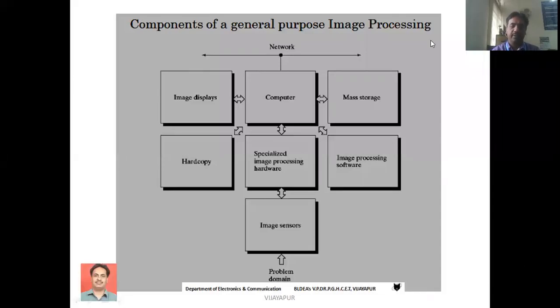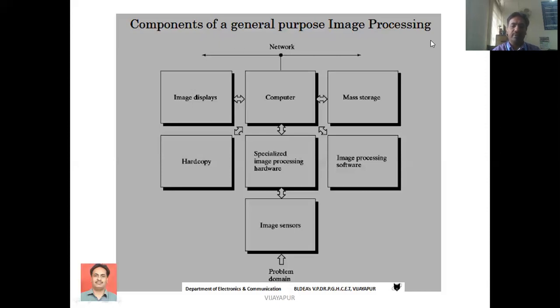Good morning, students. In this video, I would like to discuss the components required for a general purpose image processing system. If you look at the diagram, we are going to find image sensors, specialized image processing hardware, computer, then we have some storage, image processing software, image displays, hard copy. These are the basic components we require for processing any image, along with the network.